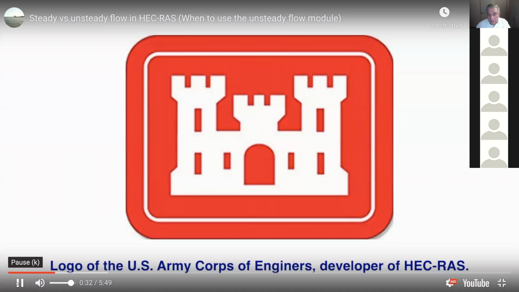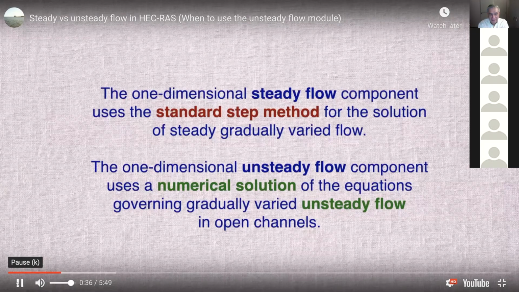The logo of the Army Corps of Engineers. There's a bug in there. Can you believe that? Misspelling. I'll have to fix that. We spend our lives looking at bugs or trying to find bugs.